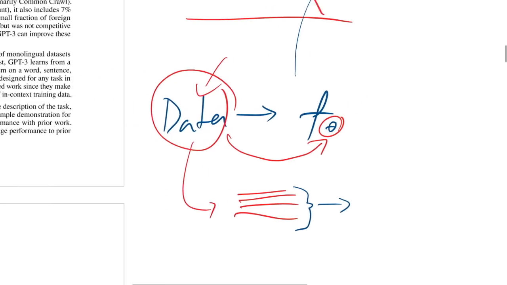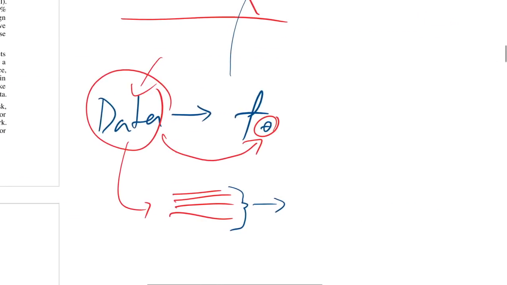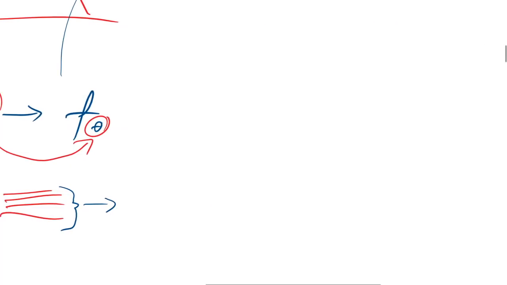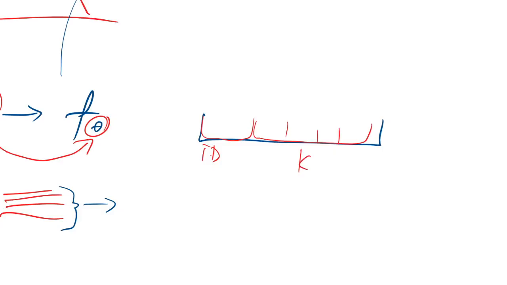And I think if you look at this paper in terms of this, you always input a context, and the context is split into a task description, and then it is split into k different examples, and then it has a prompt.